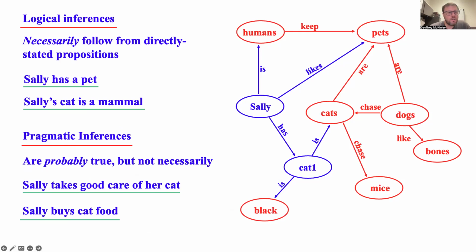And likewise, it could be that Sally buys cat food. That makes sense, right? If she has a cat, why wouldn't she buy the cat food? But it could be that her parents buy the cat food or her roommate buys the cat food. It doesn't necessarily follow. Okay, so in the next video, we're going to talk about the turtles experiment.